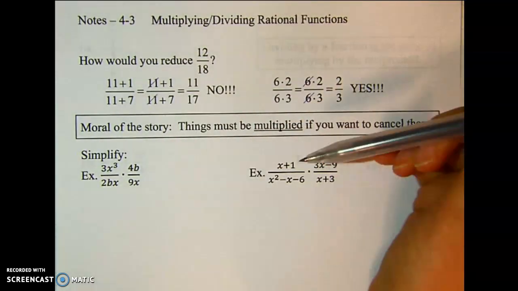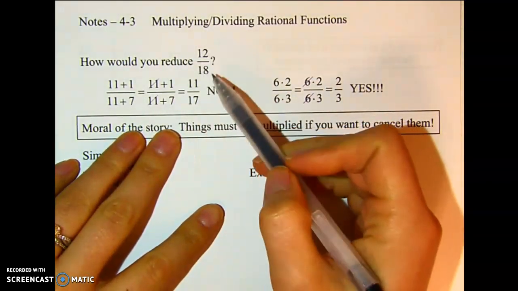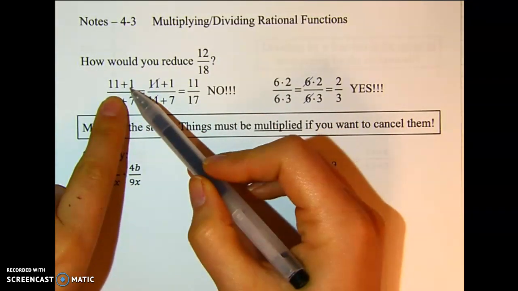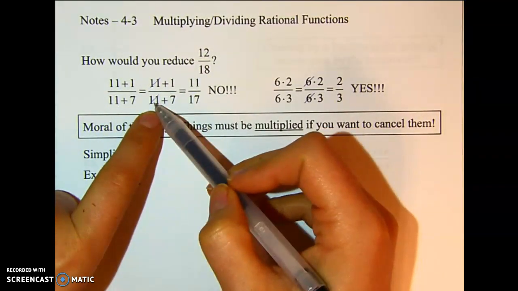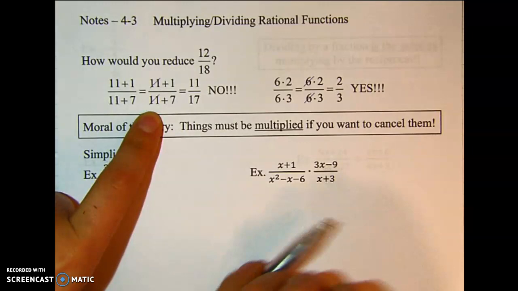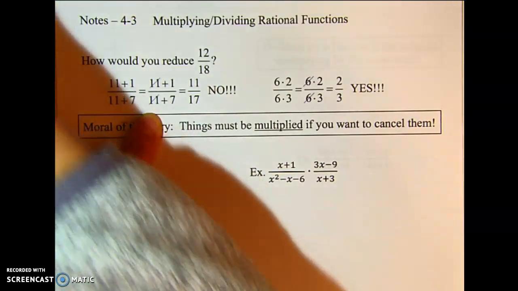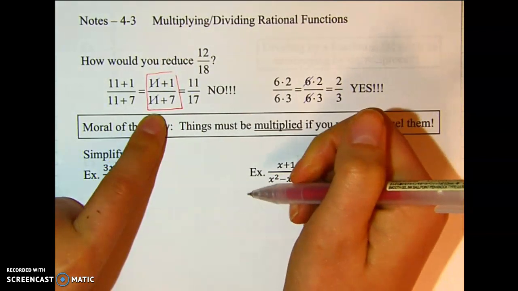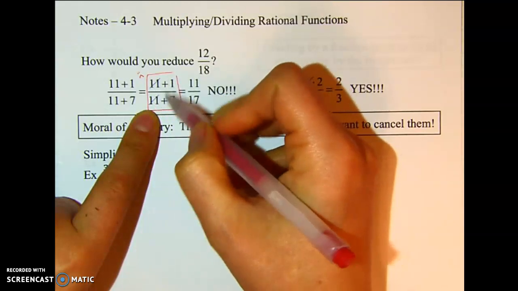Okay, so before we get into it, we want to review how you would simplify 12/18ths. You would not say, well, 11 plus 1 is 12 and 11 plus 7 is 18, and then say these 11's cancel and you're left with 1/7. That should say 1/7, not 1/17. But either way, the point of this example is this is no good. You cannot cancel numbers when they're being added.